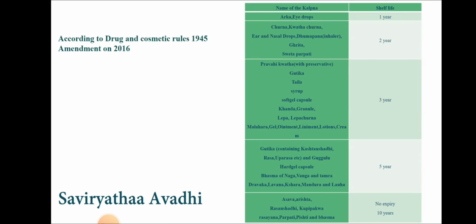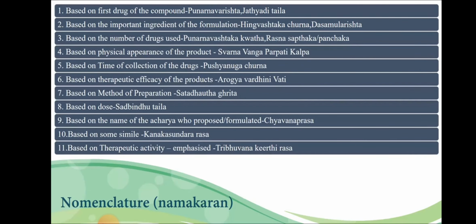But after the amendment of 2019, it was changed to 10 years. And all the Bhasmas after 5 years have to undergo 2 more Putas, and after that you have to repack and dispatch it once again. So that is also mentioned in the amendment 2016. So Asava Arishta, Rasaushadhis, the maximum period of time is 10 years. And the last part is nomenclature, Namakarana.